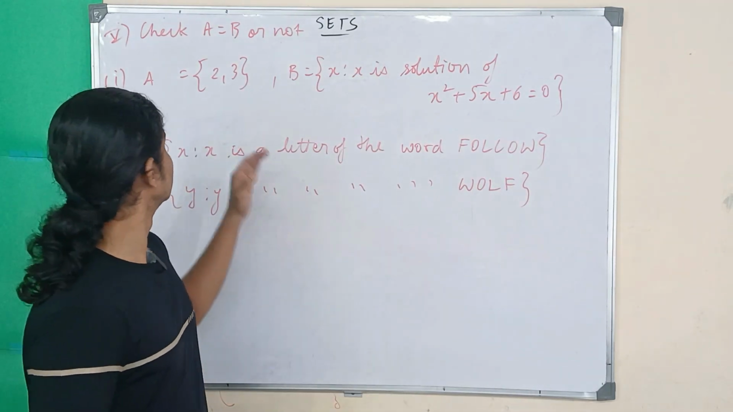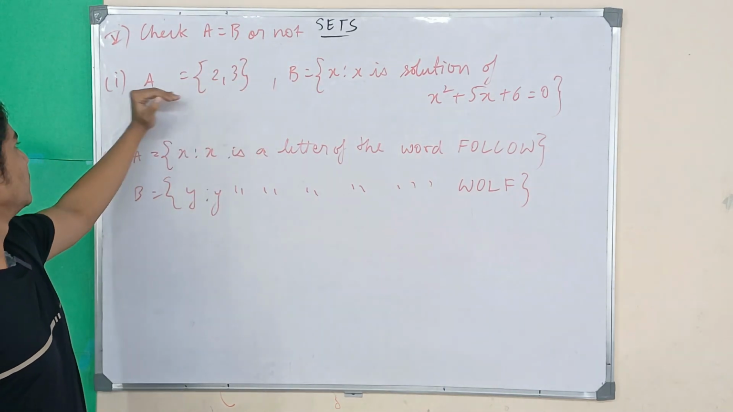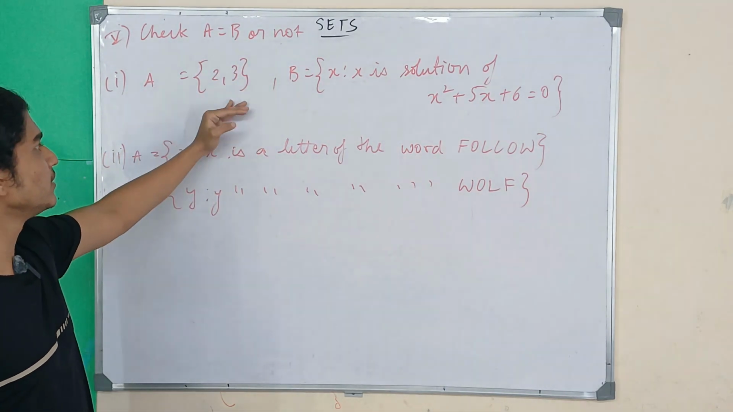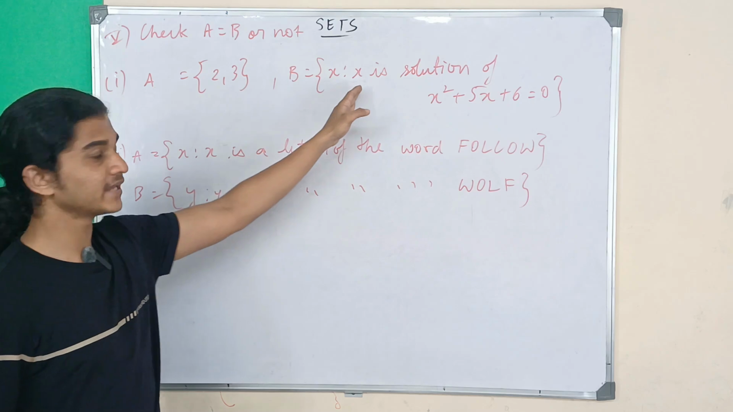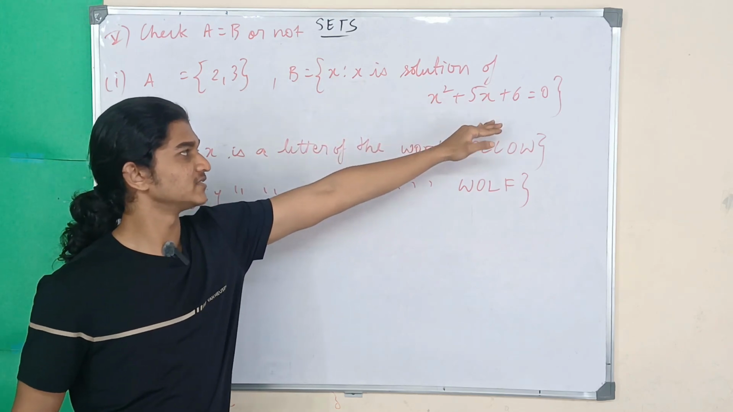So now let us try to solve the fifth main. It's basically the same. We'll have to check whether A equal to B or not. So the first one is A equal to {2, 3}, whereas B equal to the set of all x such that x is the solution of this quadratic equation, which is x square plus 5x plus 6 equal to 0.